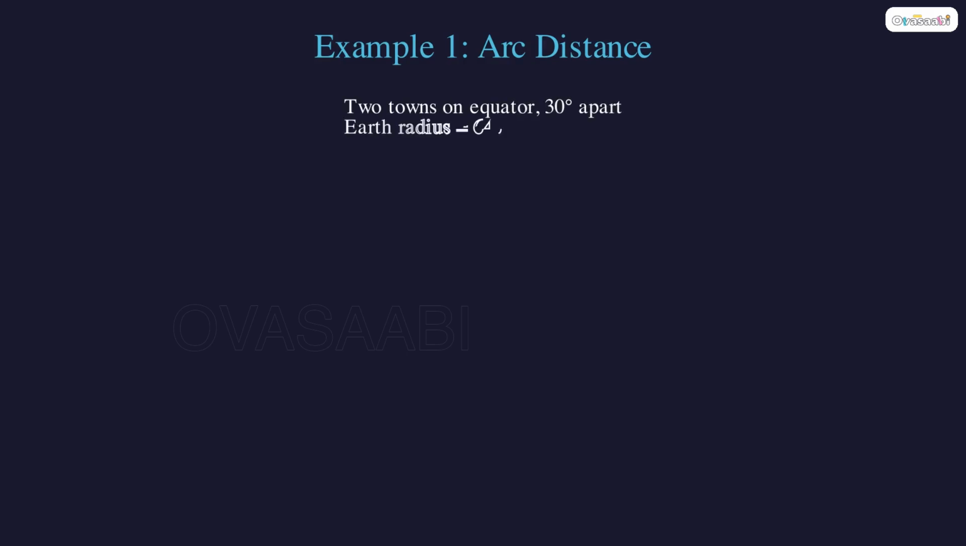Example 1. Two towns are 30 degrees apart on the equator. First, convert degrees to radians. 30 degrees equals pi over 6 radians.